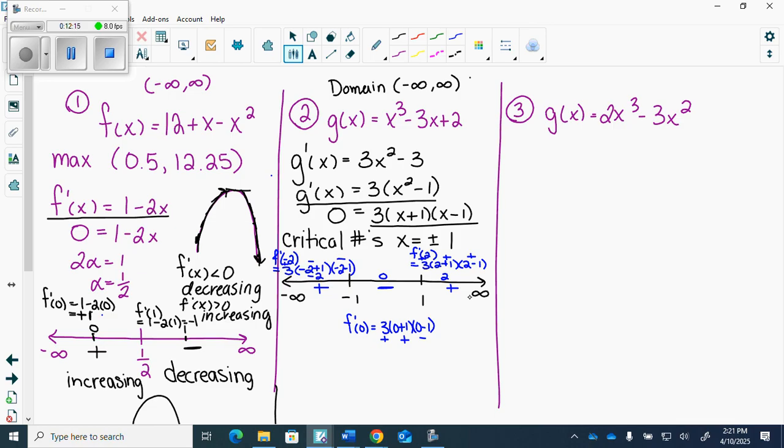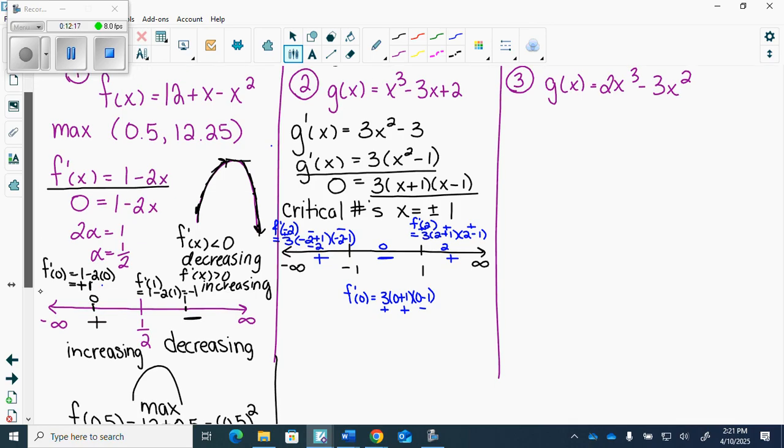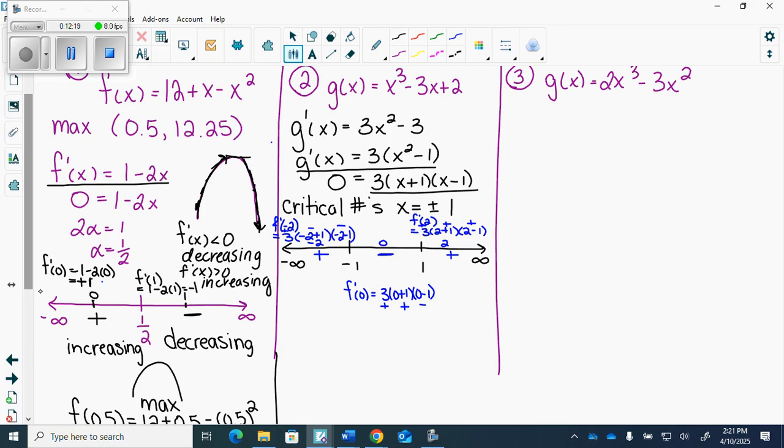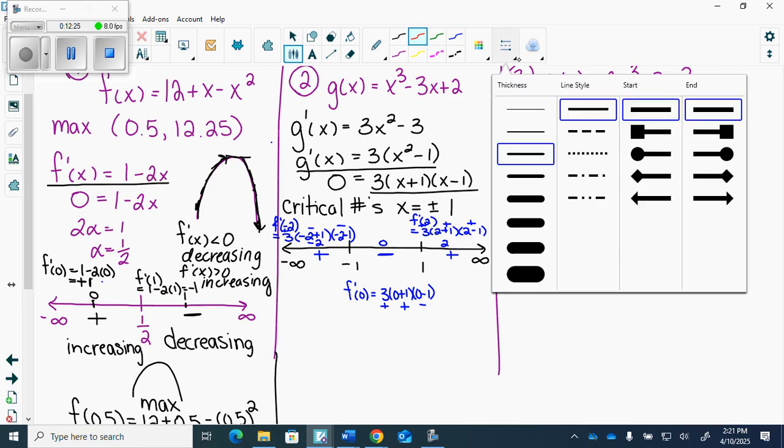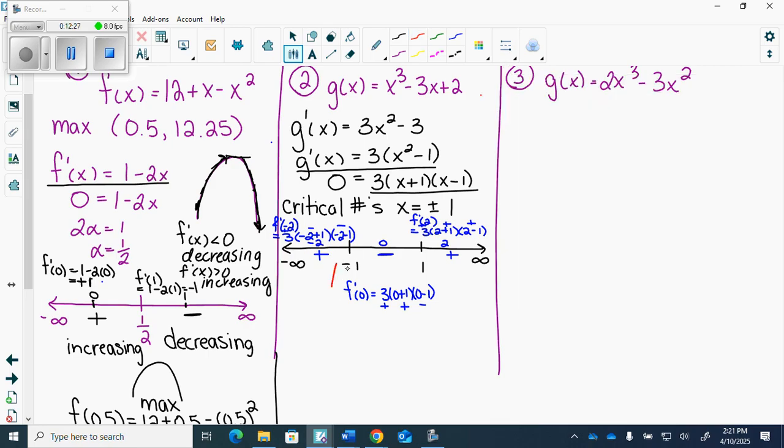So I know what's happening at these values. So at -1, I have increasing to decreasing. So I like to visualize it. I have increasing to decreasing at -1. So what do I have there? A max. And then at +1, I have decreasing to increasing. So what do I have? A min.